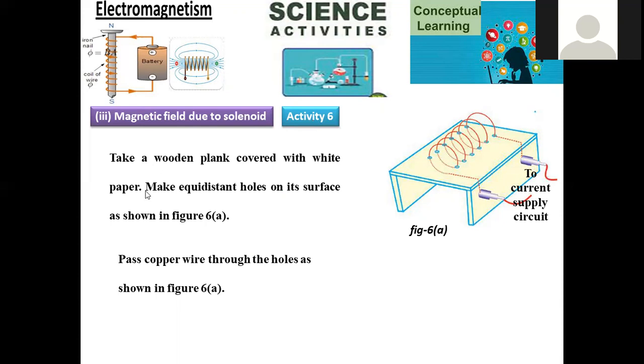That is activity number 6. Take a wooden plank. Again, we are taking the table-like material. We can say this is a wooden plank, and that should be covered with a white paper, in order to get good visibility. Make equidistant holes on its surface as shown in figure 6a. So here, 2 holes were drawn in order to insert the copper wire through them. Both should be equidistant with respect to each other, and both are placed on the surface of this plank.